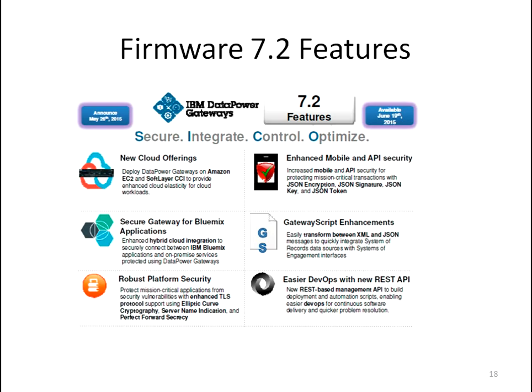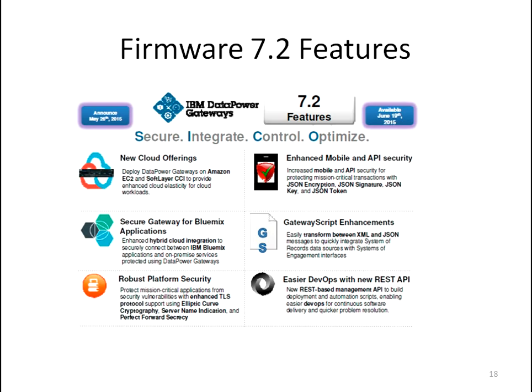Also, it provides enhanced mobile and API security, which means it's giving JSON-based encryption, JSON signature, JSON key and JSON token-based values. Previously, we only had XML-based encryption and signatures for security services. Now the 7.2 firmware provides JSON message encryption, JSON message signature and signed certificates, and creating a JSON key and value, and creating a JSON token for single sign-on.